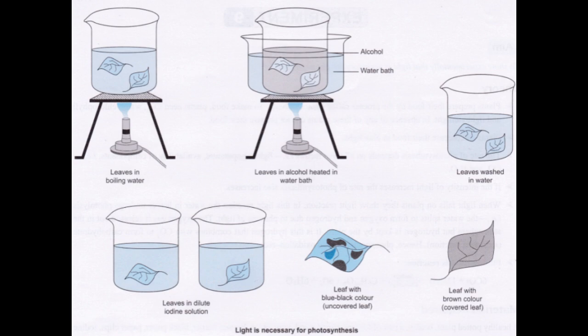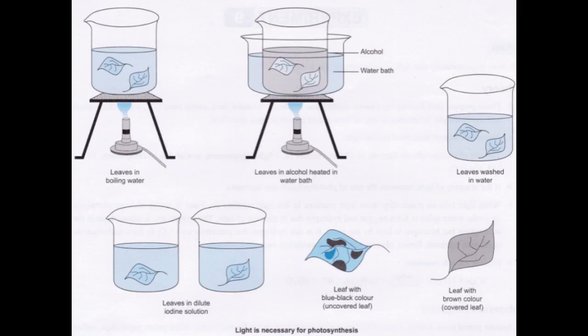And one more important point here is we need to boil the leaf in alcohol using a water bath, but not directly, because alcohol can catch fire and can cause accident. So to avoid that, we place a small beaker having alcohol into a big beaker having water. Then we boil it so that accident does not occur.